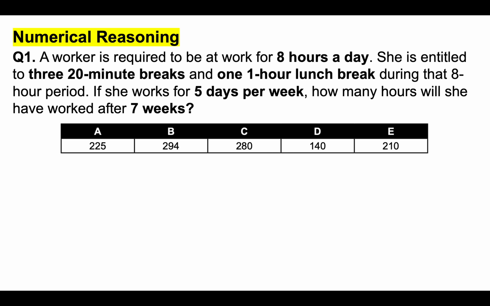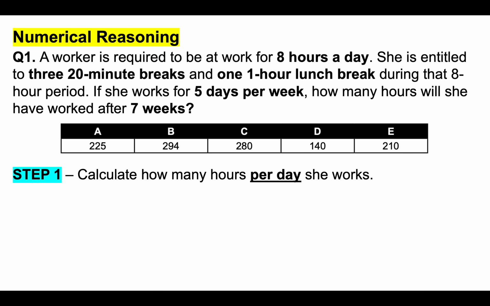It states, a worker is required to be at work for 8 hours a day. She is entitled to 3 20-minute breaks and 1 1-hour lunch break during that 8-hour period. Now, if she works for 5 days per week, how many hours will she have worked after 7 weeks? And we are then given multiple choice options. And this is common during aptitude test questions. And you have to then determine which is the correct answer. So is it A, 225 hours, B, 294 hours, C, 280 hours, D, 140, or E, 210?